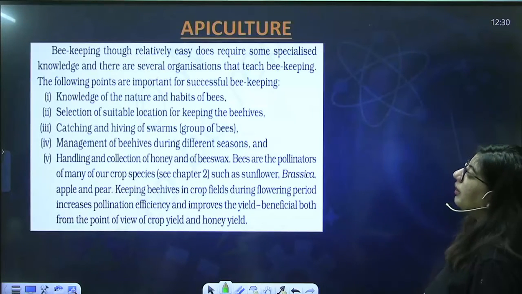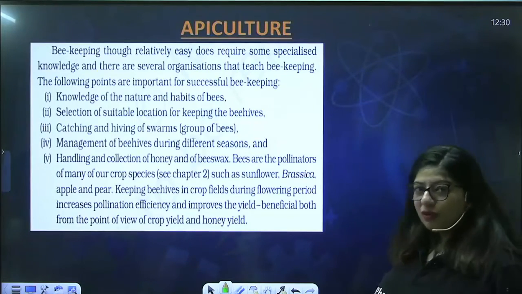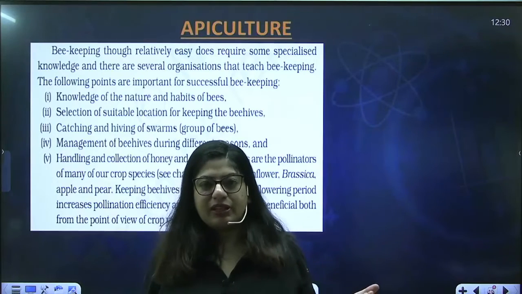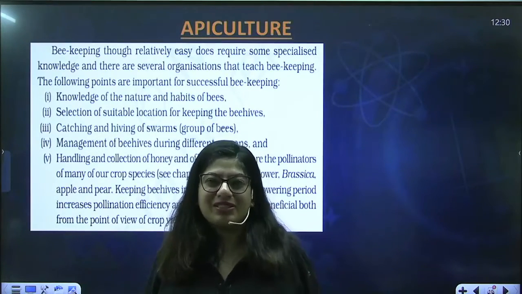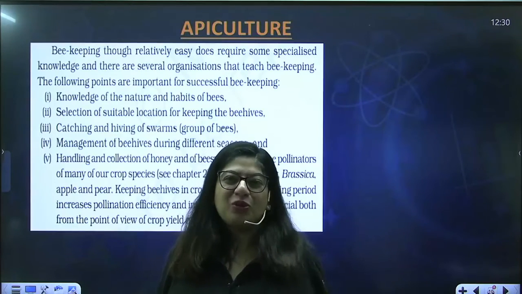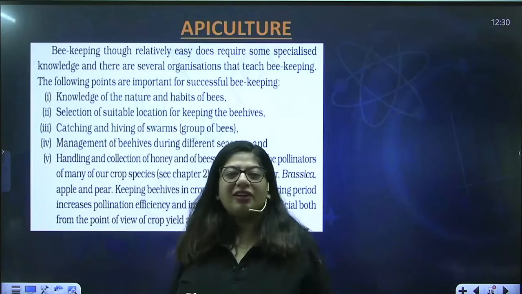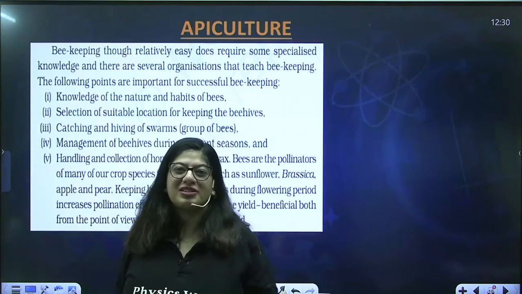Beekeeping, though relatively easy, does require some specialized knowledge, and there are several organizations that teach beekeeping. As I've told you, if you want to start this business at a small scale, you should know some things. Like I've told you, if you have extra space in the house, that doesn't mean that extra space is your room. You can't have a beehive in the room, right? So before starting anything in life, definitely you should know about those things. You should have a knowledge of that business, okay?